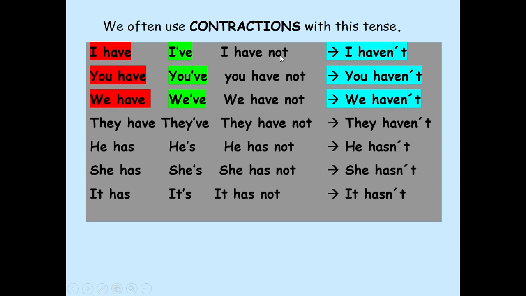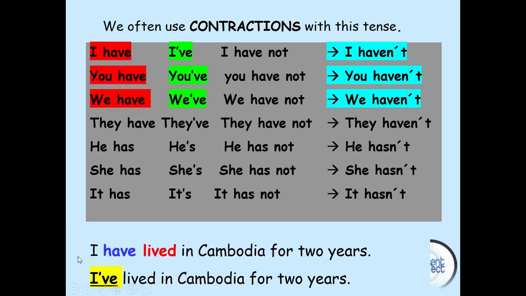I have not, we can shorten it to I haven't. You have not, you haven't. We have not, we haven't. And what about he has not? We can contract it to he hasn't. Whichever form you feel comfortable with, just use it. Let's see an example. I have lived in Cambodia for 2 years, and the second sentence is the contracted form. So I've lived in Cambodia for 2 years. You see how it works here.